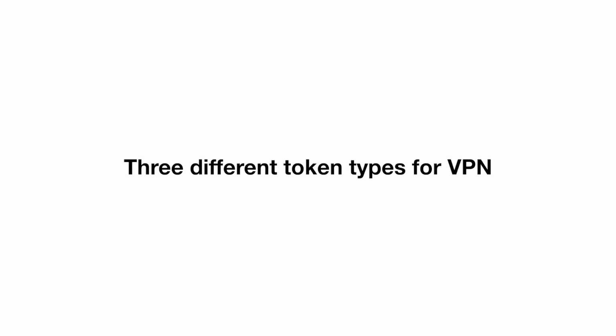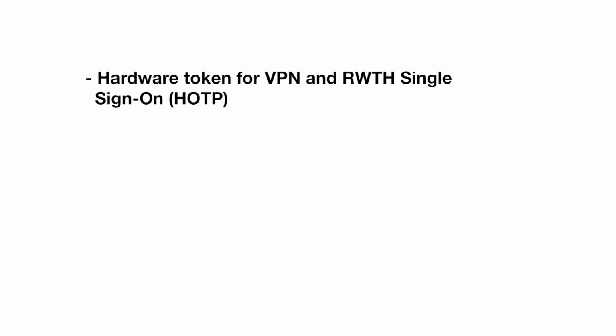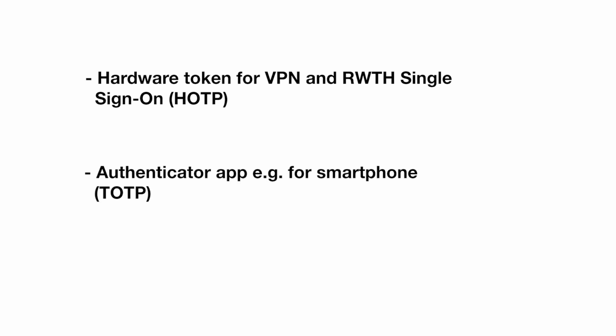The Token Manager is used to set up an MFA. To protect the VPN service with another factor in addition to your password, you must choose among 3 of 5 token types. First, hardware token for VPN and RWTH single sign-on, HOTP. Second, Authenticator App, for example for the smartphone, TOTP. And third, TAN list, one-time security codes.